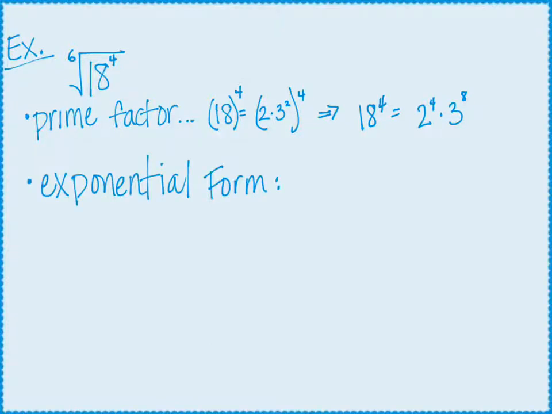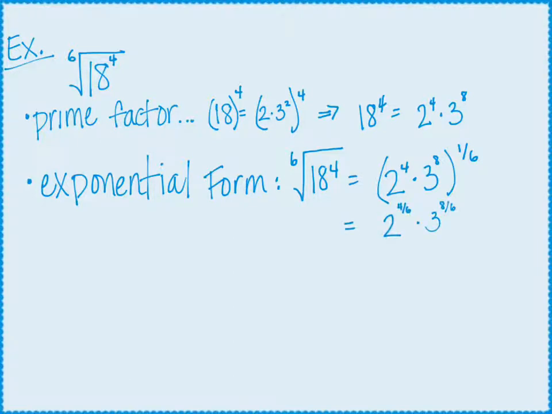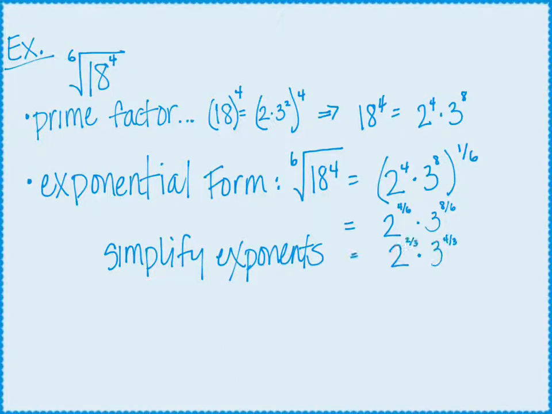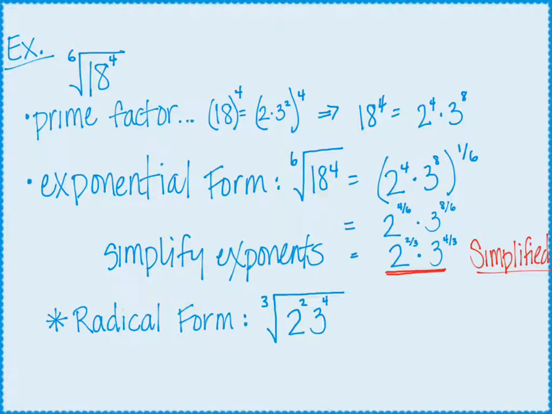So in exponential form, when I have the 6th root of 18 to the 4th, I'm going to have 2 to the 4th times 3 to the 8th, all raised to the 1/6 power. Now I'm going to distribute that 1/6, and I get 2 to the 4/6 times 3 to the 8/6. Reducing each of those exponents, I get 2 to the 2/3 times 3 to the 4/3. And that would be considered simplified in exponential form. But if we were then asked to rewrite that into radical form, notice that both of those bases have a denominator in their exponent of 3, so that means the index would be 3.